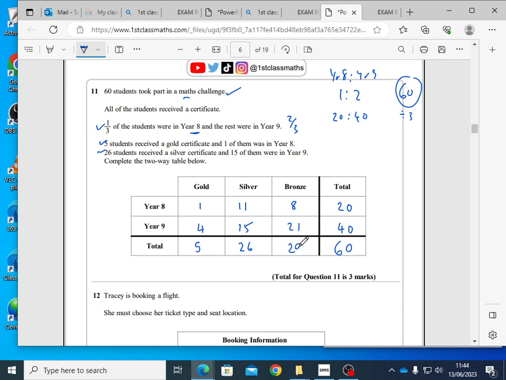And you can double check. 29 plus 26 is going to give me 55. 55 plus 5 is 60. So I'm happy with that. All done.